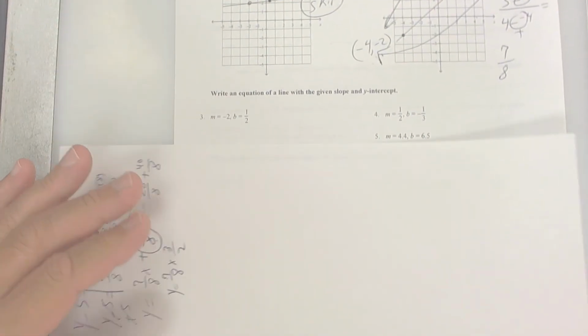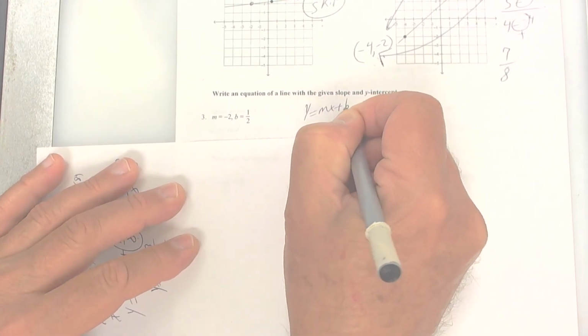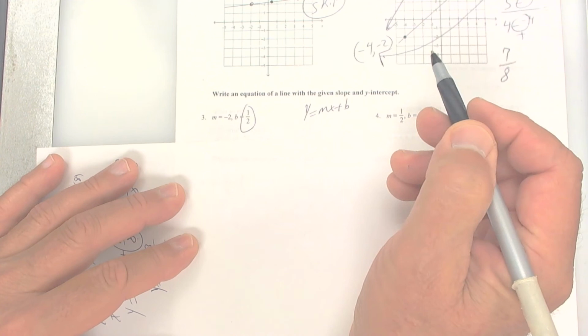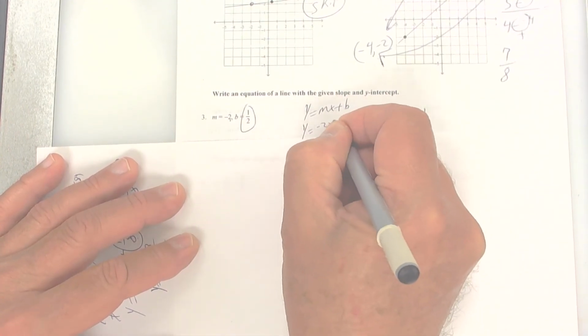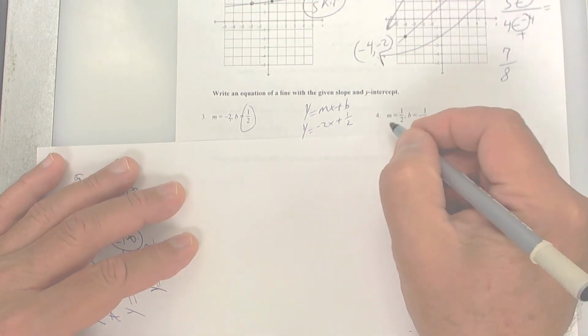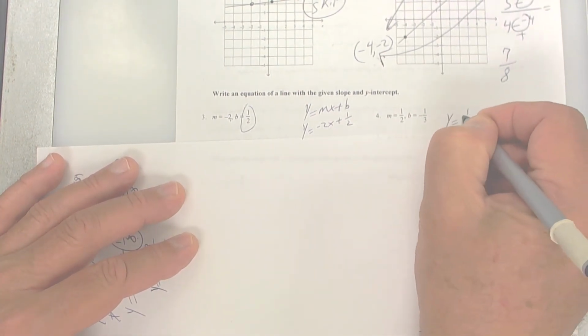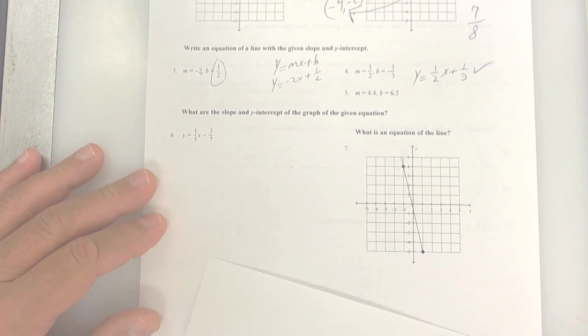Okay? This next one says write an equation in slope-intercept form. So that's y equals mx plus b. And here's your y-intercept. Here's your slope. So it's real simple. It's y equals negative 2x plus 1/2, and you're done. This one is similar, so it's going to be y equals your slope plus 1/3, and you're done. The answers are on the back so you can check, okay?